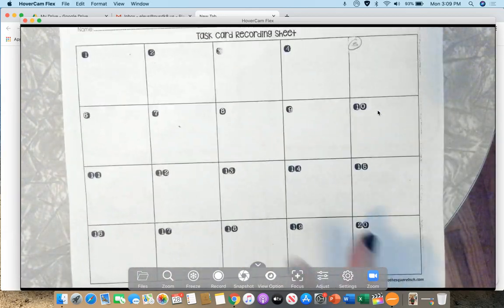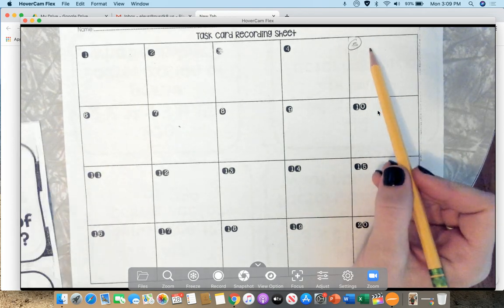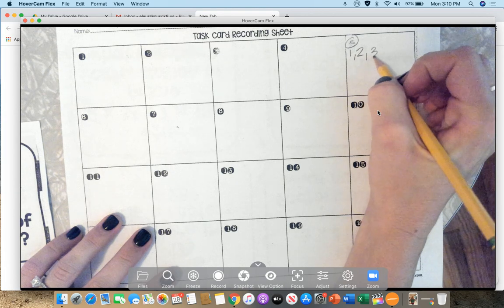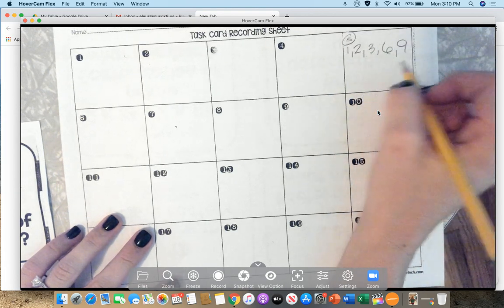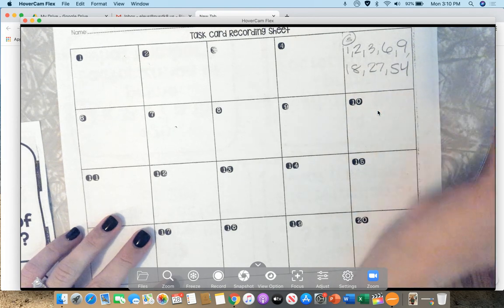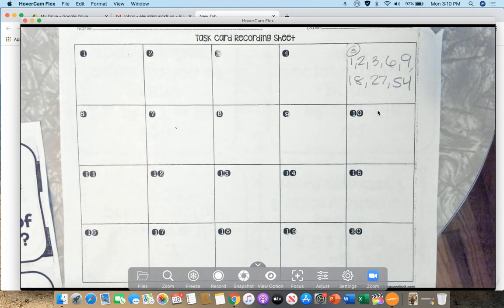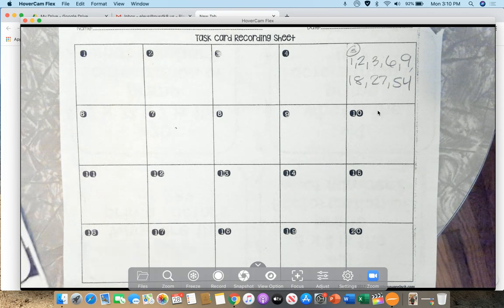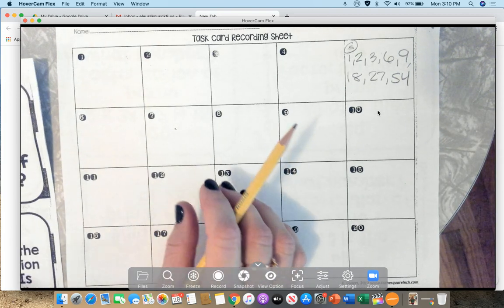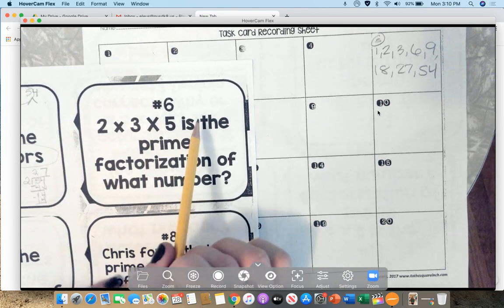So let's just take off the answer sheet here. So number 5 is up here, and the answer was all the factors, which were 1, 2, 3, 6, 9, 18, 27, 54. Keep in mind, you guys can use a multiplication chart if you want to help you out. That's fine. But I do want to see your work. So let's go ahead, and now I'm going to do an example for number 6.